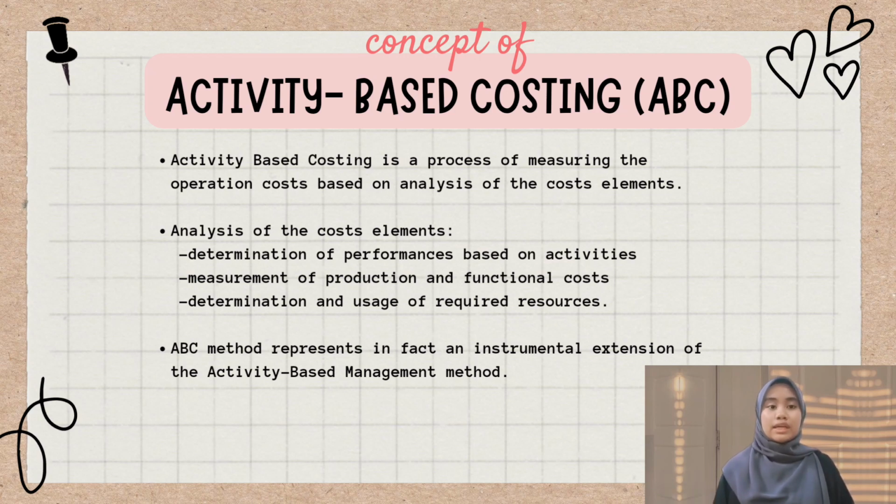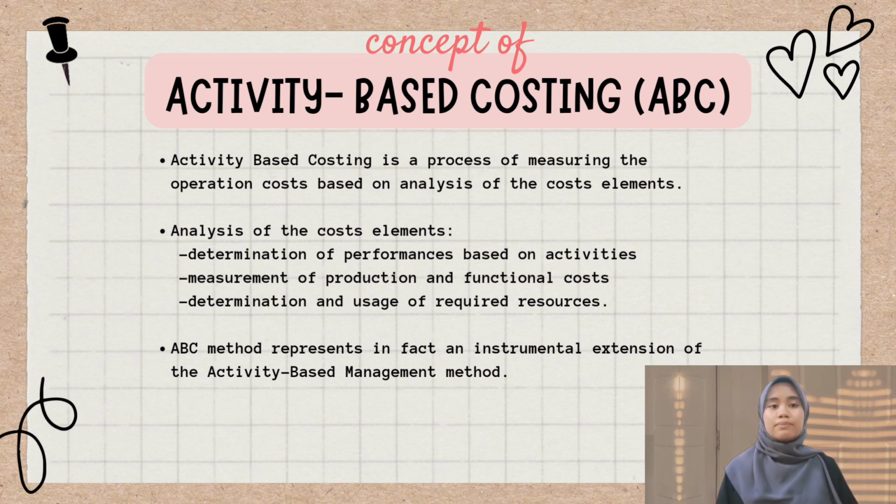I will continue this presentation with the concept of activity-based costing or ABC. Activity-based costing is a process of measuring the operation cost based on analysis of the cost elements. There are three analyses of cost elements in the process of measuring the operation cost. The first one is determination of performance based on activities. The second one is measurement of production and functional costs. And the last one is determination and usage of required resources.